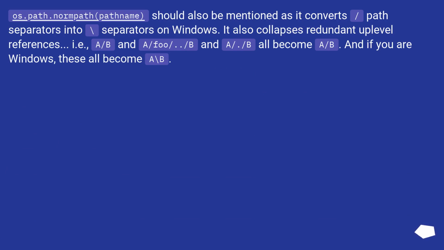os.path.normpath should also be mentioned, as it converts path separators into the proper separators on Windows. It also collapses redundant up-level references, i.e., a/b, a/foo/../b and a/./b all become a/b. And if you are on Windows, these all become a\b.